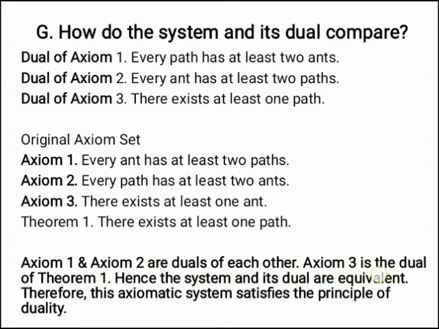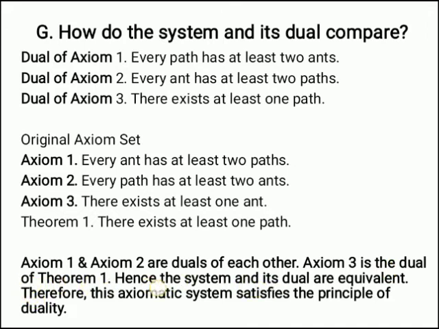Axiom 3 is dual of theorem 1. Kung naaalala nyo yung theorem 1 na diniscuss sa first part kanina, ito yung theorem 1, there exists at least one path. Parehas sila dun sa dual of axiom 3 na there exists at least one path, di ba? Same sila. There exists at least one path. So, axiom 3 is dual of theorem 1.